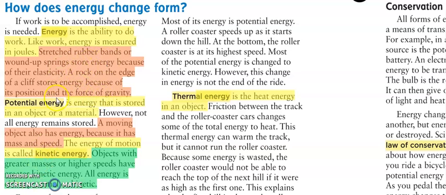And we have two important kinds of energy: potential energy and kinetic energy. Potential energy is energy that's stored in an object or a material, and kinetic energy, a moving object, also has energy because it has mass and speed. So the energy of motion, when I have any object moving, is called kinetic energy. Examples of potential energy are stretched rubber bands or wound up springs, which store energy because of their elasticity. A rock on the edge of a cliff stores energy because of its position and the force of gravity.